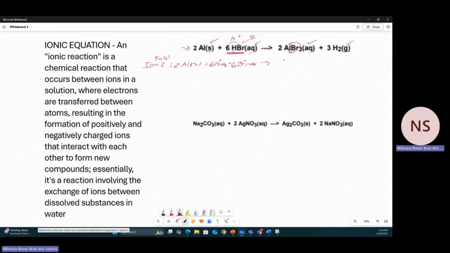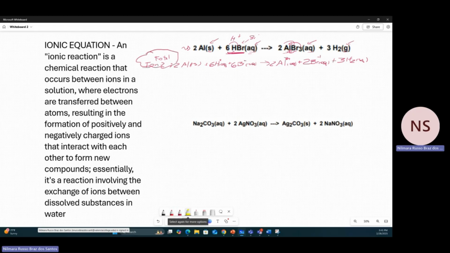So what you have here will be 2 of this, 2 of this, right? So it will be 2 aluminum 3+, sorry. What do you have here? Equals 2 bromine, -1. What about the gas? We leave it as it is because remember, only the aqueous species we're going to separate, okay? That is the total ionic reaction.